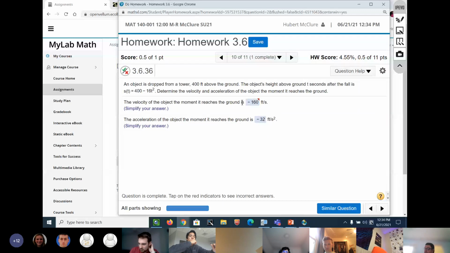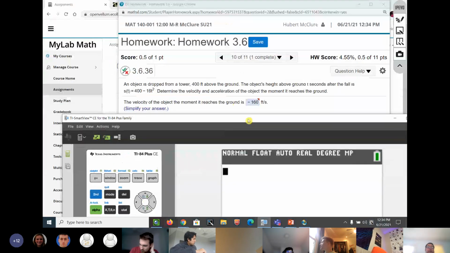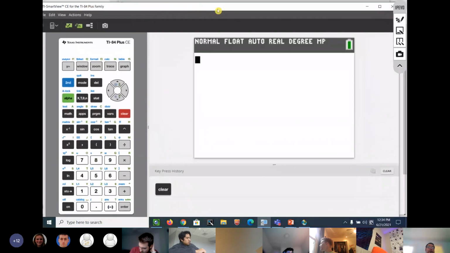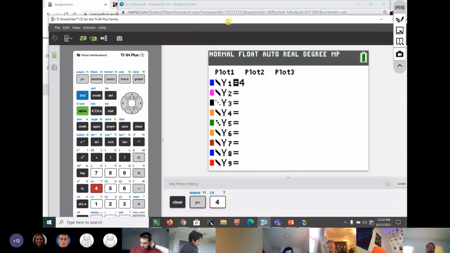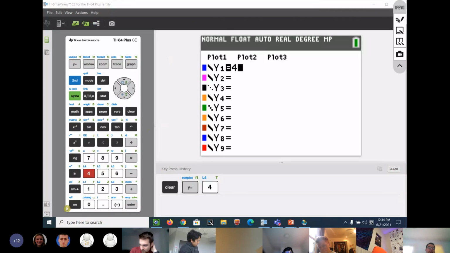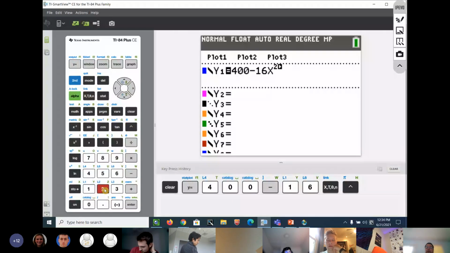Oh, it reaches the ground. You plug in. You got to draw it. Let's go to the handy dandy and plug it in. That's going to be 400 minus 16t squared. Hold on a minute while I try to work my calculator with a mouse. Just hold on. 400 minus 16t squared. Is that what we'll do?